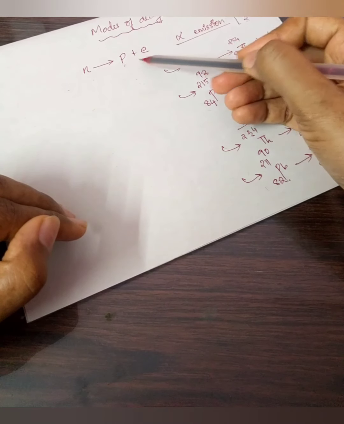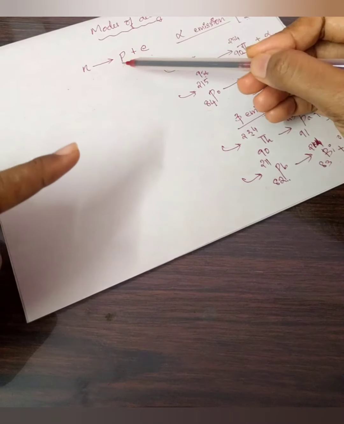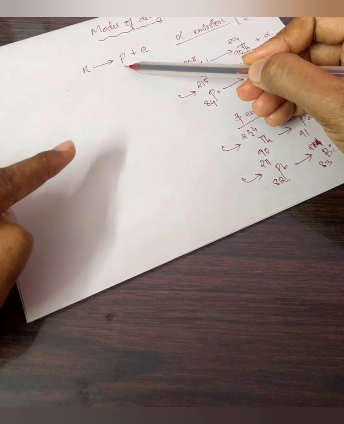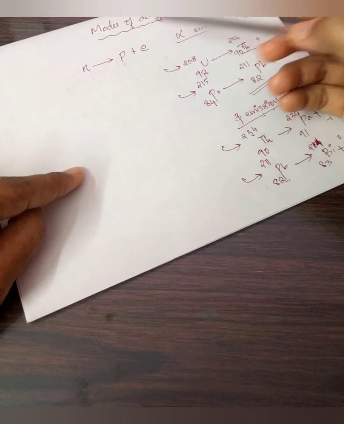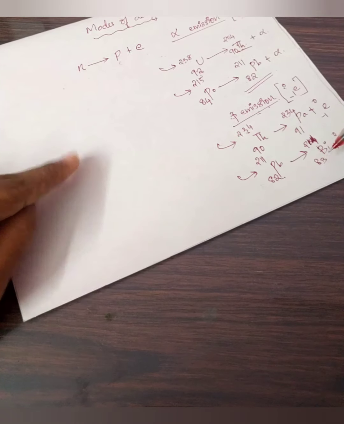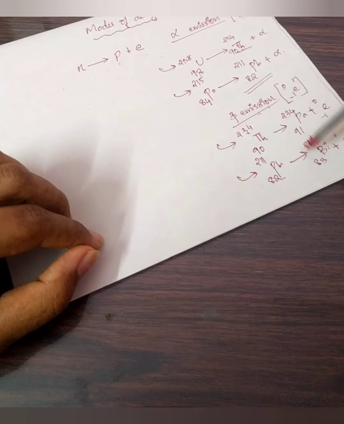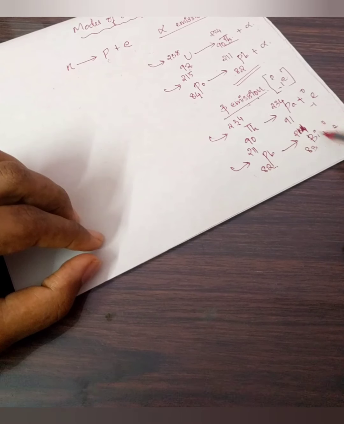So that electron is getting removed from the parent. So what is left there? That is a proton. So proton means a positive charge. That positive charge you can see in the product. The proton is retained in the new nucleus, whereas the electron is getting emitted as a beta particle.